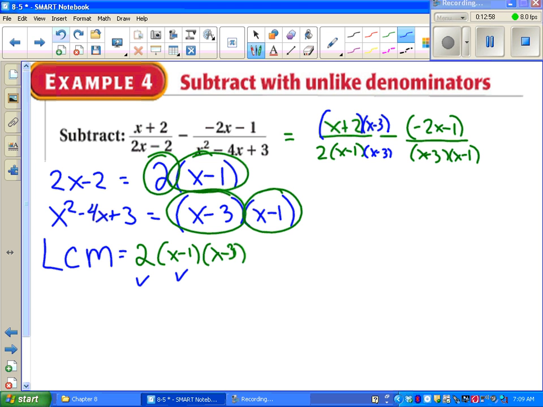My next denominator already has the x minus 3 and the x minus 1. All that's missing is the 2. I also want to be really careful about all these minus signs I see in this problem.